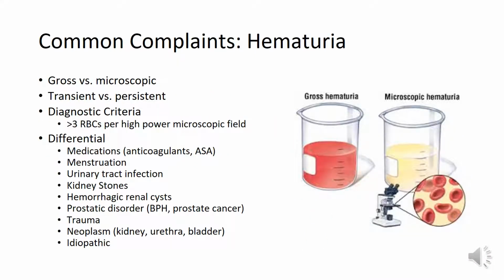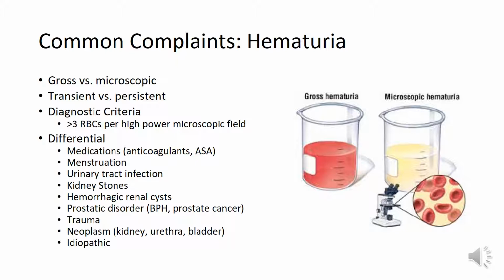Another common urological complaint is hematuria. Hematuria can be gross or microscopic. Transient hematuria means that it occurs on one occasion. Persistent hematuria means that the hematuria occurs on 2 or more consecutive occasions. Urine color can range from light pink to tea-colored to cherry red to dark red. Diagnostic criteria for hematuria is when greater than 3 red blood cells are present per high power field on a microscope.